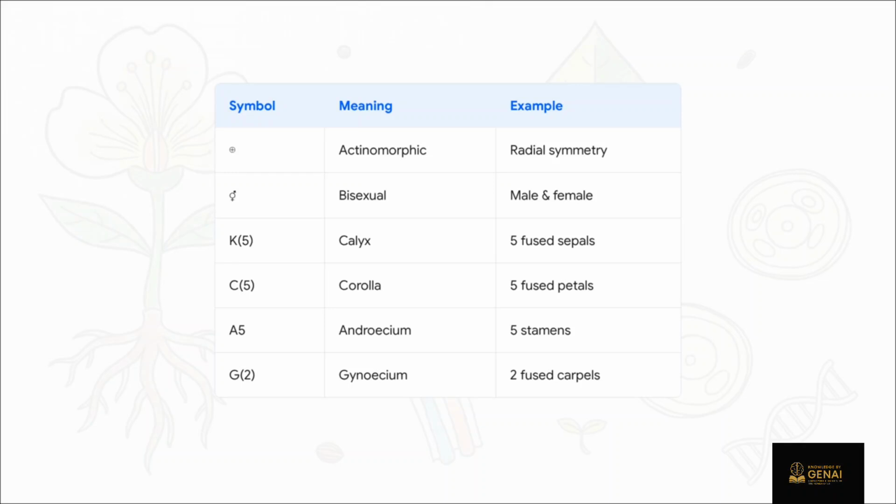K5 in brackets tells us there's a calyx of 5 fused sepals. C5 means 5 fused petals. A5 indicates 5 free stamens in the androecium, and G2 with a line underneath it beautifully maps out a gynoecium of 2 fused carpels with a superior ovary. It is literally the architectural blueprint of the plant, written on a single line.